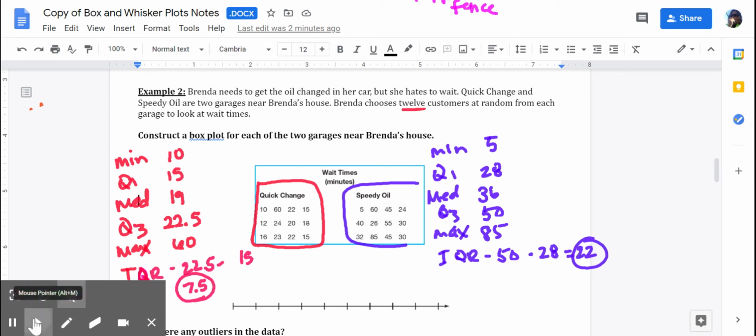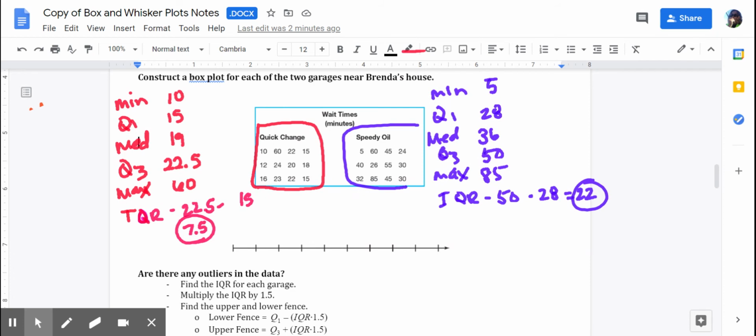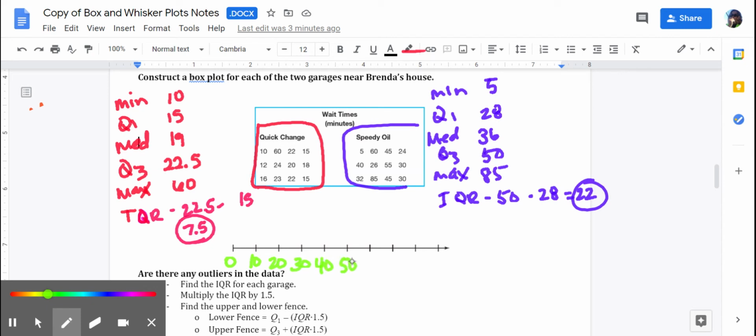Now, as I get ready to graph this, I'm going to put both of these box plots on the same number line. So when I pick my number line, I'm going to choose here to go up by tens. I'm going to start at 0 and just go up by 10. And I've used two different colors on purpose so that you can tell the difference between these box plots.